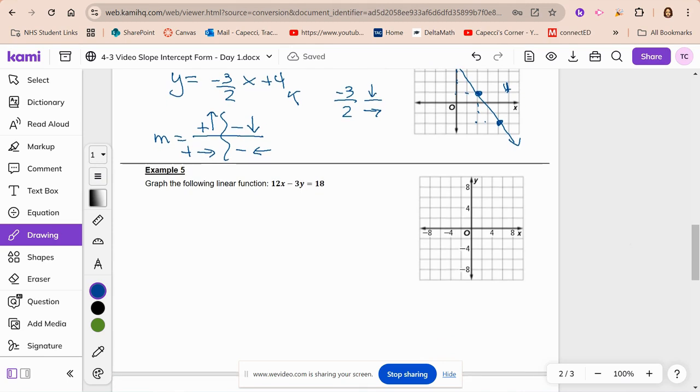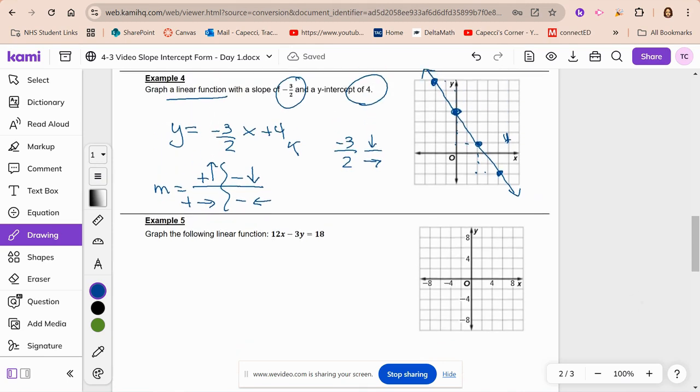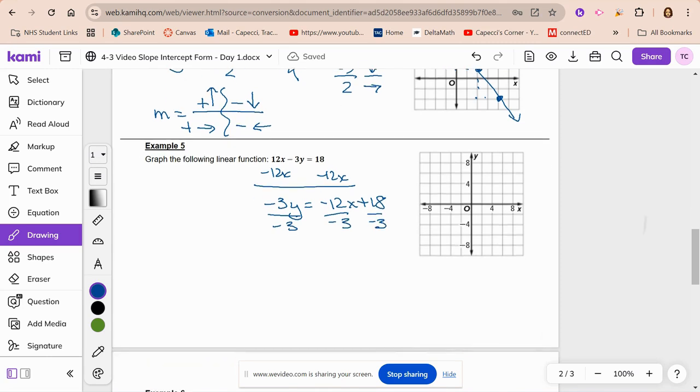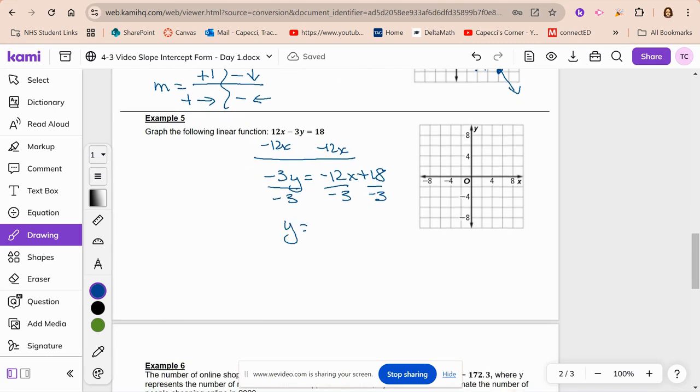All right, let's take a look at the next one. Again, this one's not in slope-intercept form yet, so let's do that first. I'm going to subtract 12x from both sides. I have negative 3y is equal to negative 12x plus 18. Again, divide everything by negative 3, and let's be careful of my sign. So I have y is equal to positive 4x minus 6. Okay, so I'm going to start at negative 6.